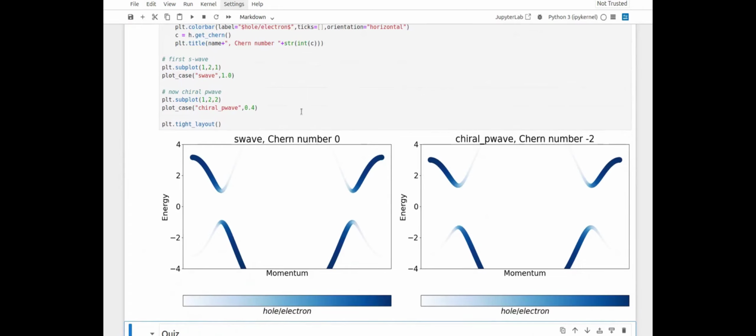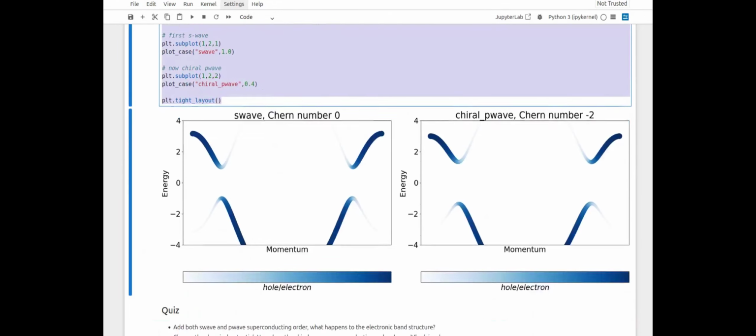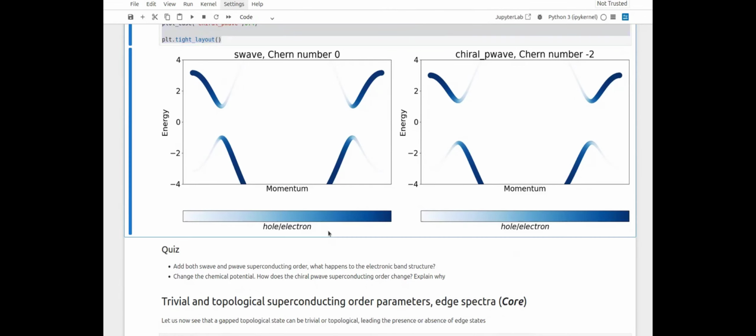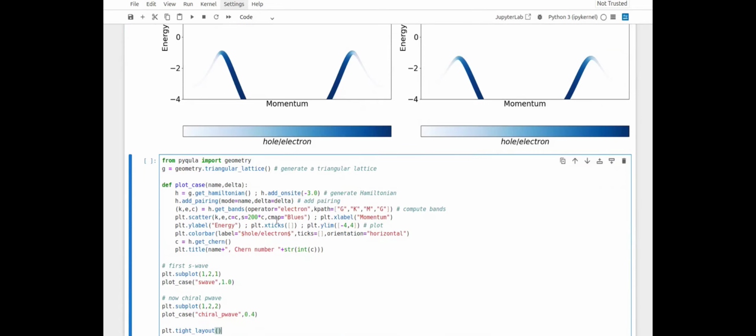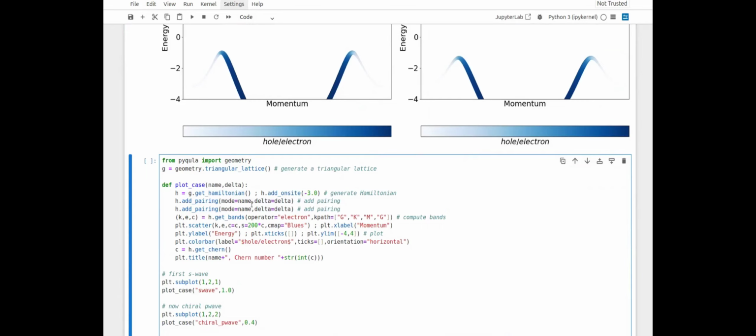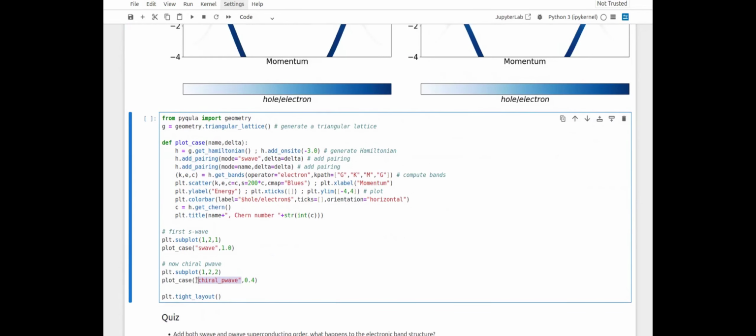So the first question that we need to answer is what happens if we have simultaneously S-wave and P-wave order. So what we are going to do is we are going to compute another case, and we are going to add two types of pairing. We are going to add one that is S-wave and another one that is chiral P-wave.